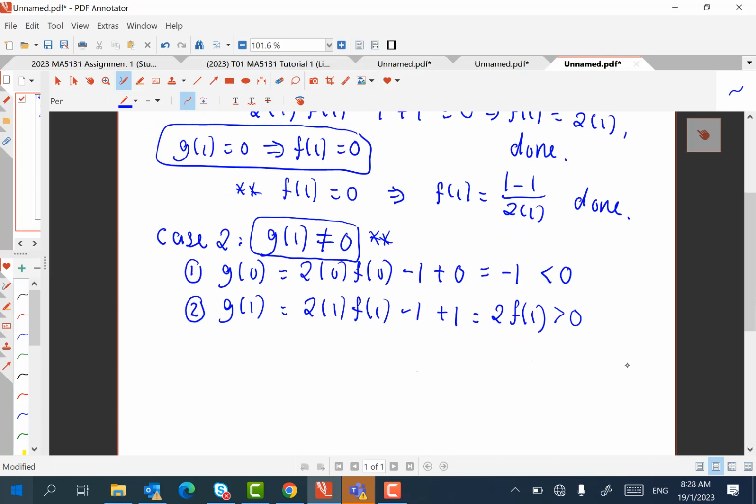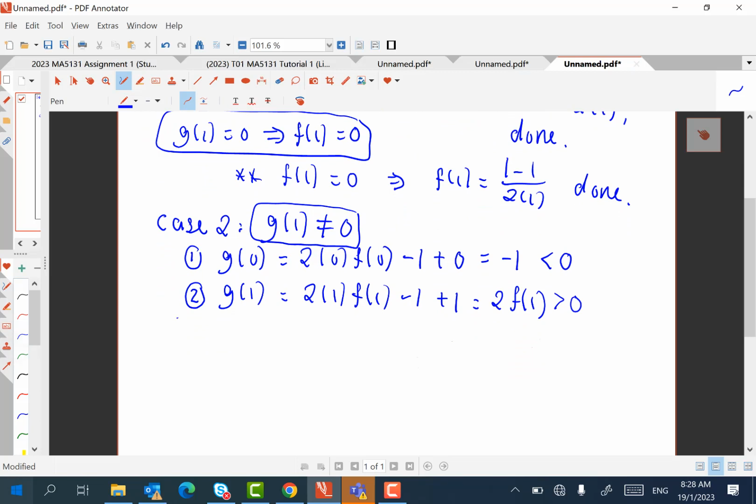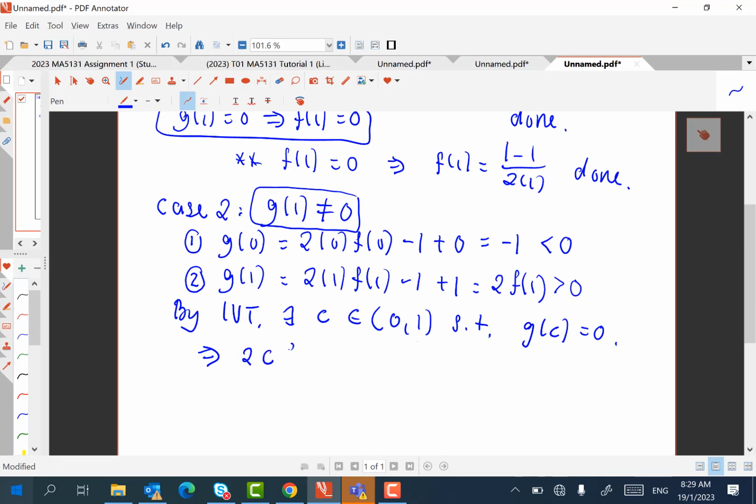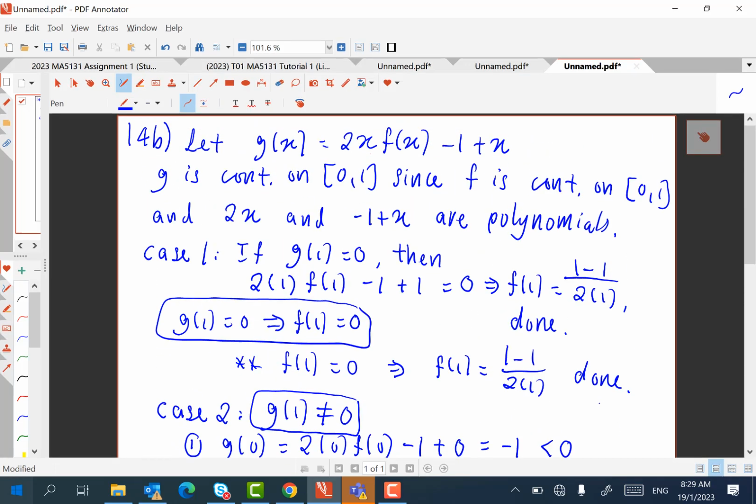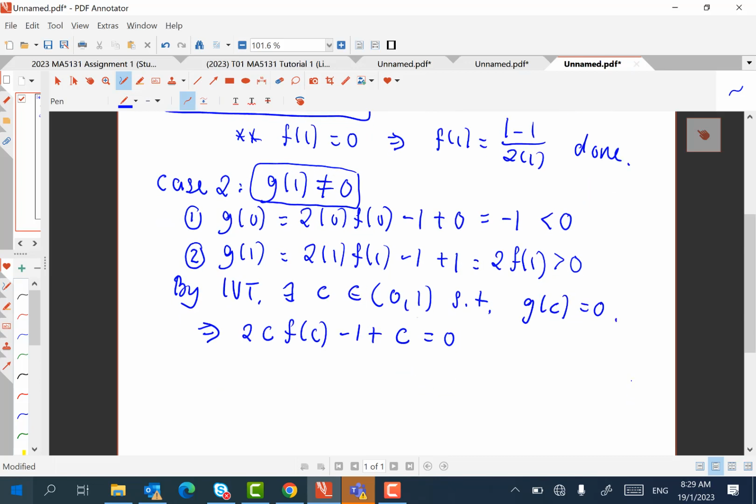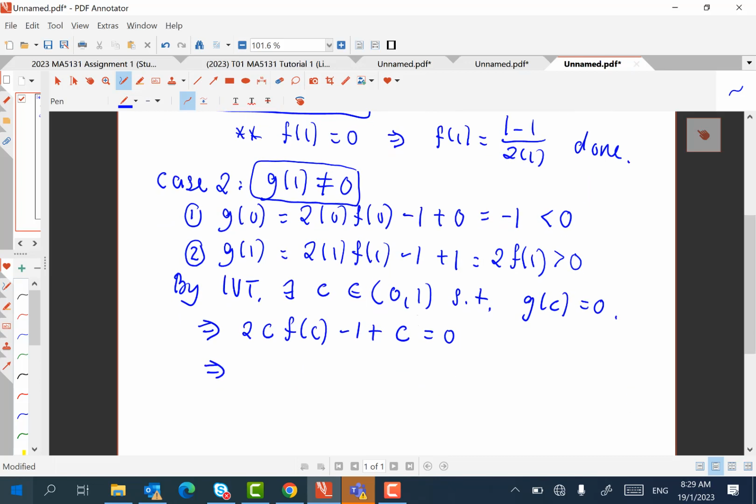Okay, that being the case, I am now able to use IVT: there is a c inside here such that g of c is equal to 0. So this implies that, what's my function, 2c f of c minus 1 is equal to 0, and finally we are done.